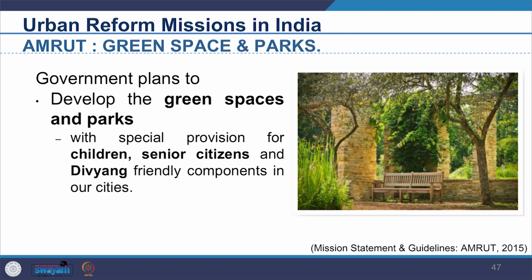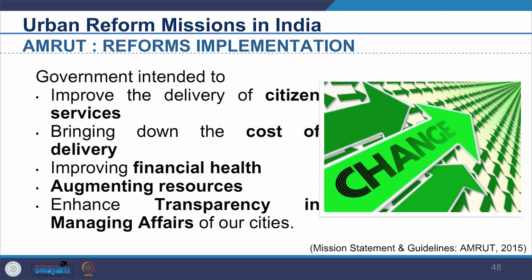The fifth component in the mission is green space and parks. In this component, the government plans to develop the green spaces and parks with special provision for children, senior citizens and Divyang friendly components in our cities. The sixth component is reforms implementation, the reforms which we saw. In this component, the government intended to improve the delivery of citizen services, bringing down the cost of delivery, improving the financial health, augmenting resources, and enhancing transparency in managing affairs of our cities.